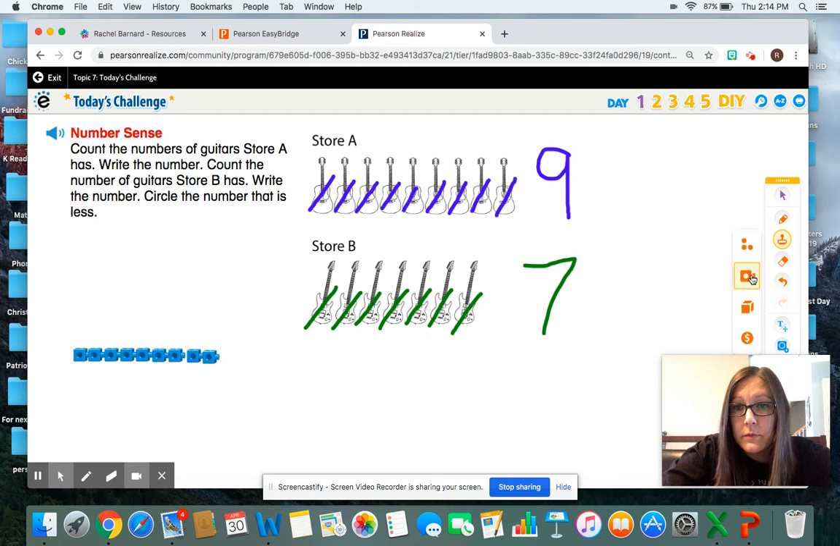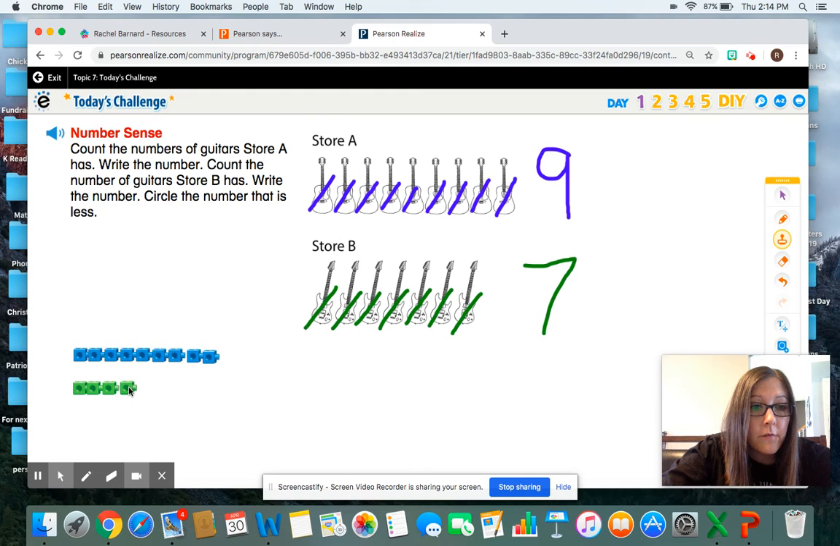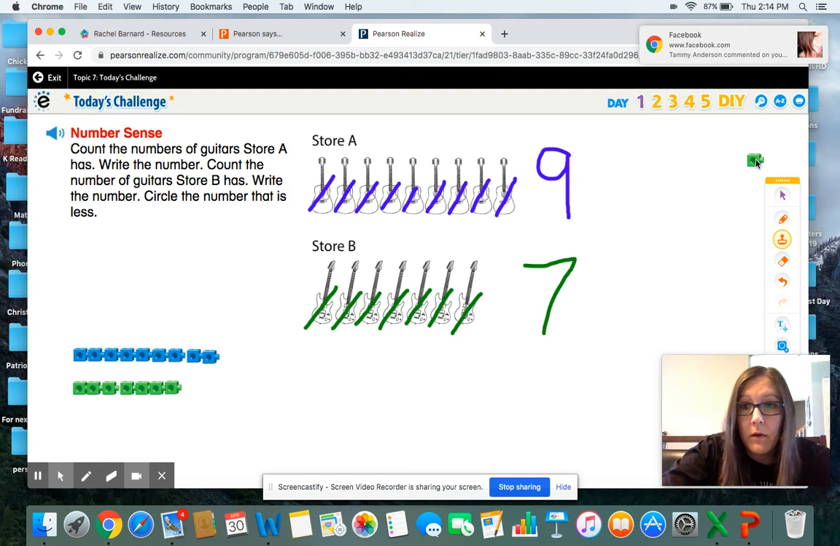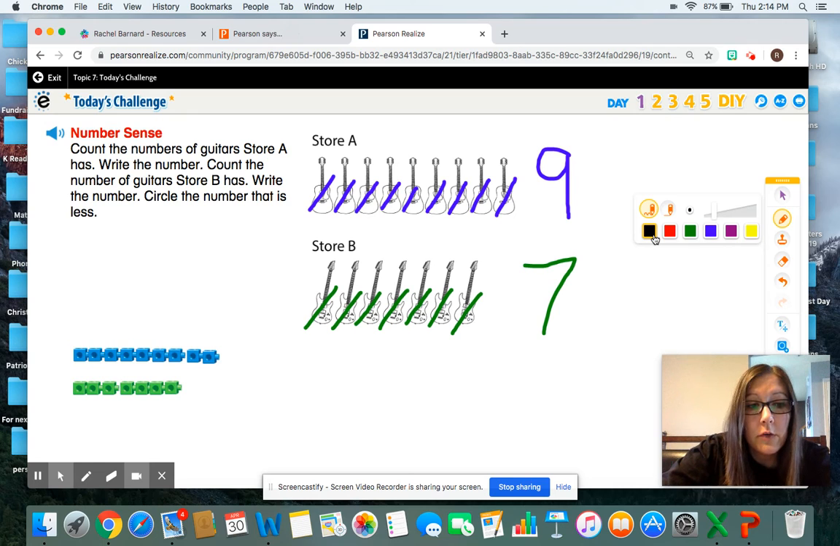Now I'm going to use green counters or green connecting cubes to represent the 7 guitars that store B had. And I'm going to line them up. 1, 2, 3, 4, 5, 6, 7. There we go. Let me get my pencil again. Now, you can look at those cube trains and see which one is shorter than the other one. Can you see that this cube train is shorter than this cube train? That means this group has less.